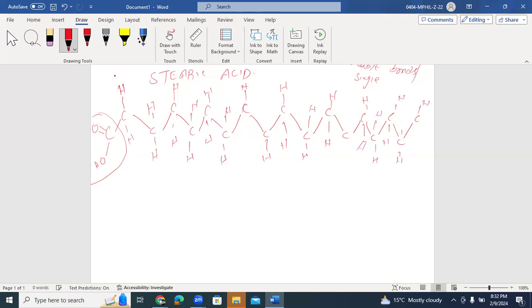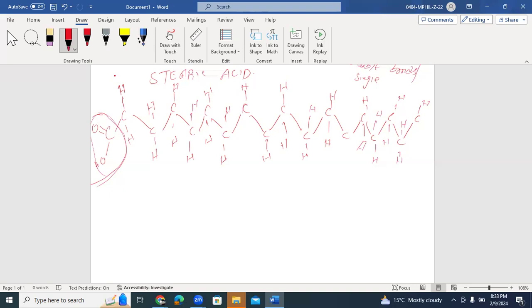Do you have any double bond here in the chain? Leave the tail; the carboxyl group is a functional group present in all others. Is there any double bond or triple bond formed between these carbon atoms? Is there any present here? No. Do we have any?